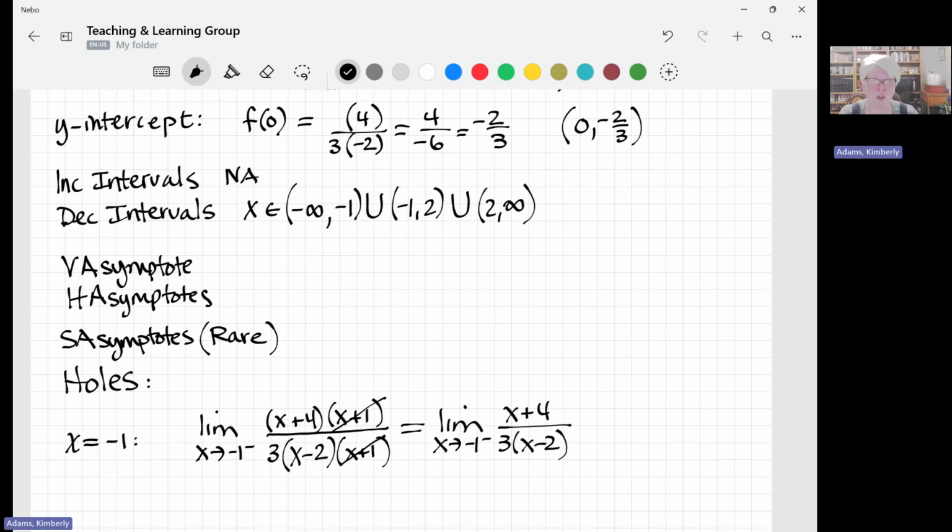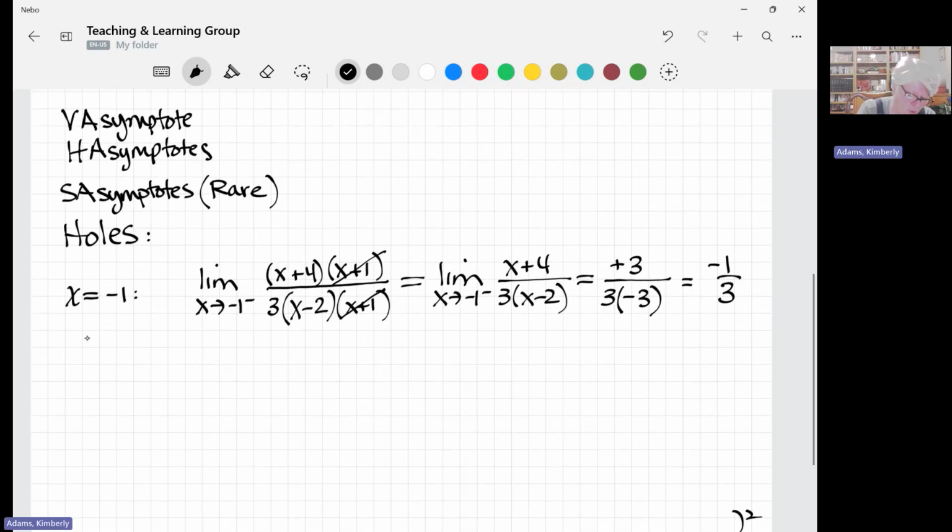We factor this out. This means I'm considering this. I now no longer have a discontinuity, so I can evaluate at -1. This gives me positive 3 over 3 times -3, which is going to give me -1/3. This tells me my function approaches the value of -1/3 as I get close to -1 from the left-hand side. I'm going to get the same result from the right-hand side. I don't even need to check it because I'm able to actually evaluate the function at that point.